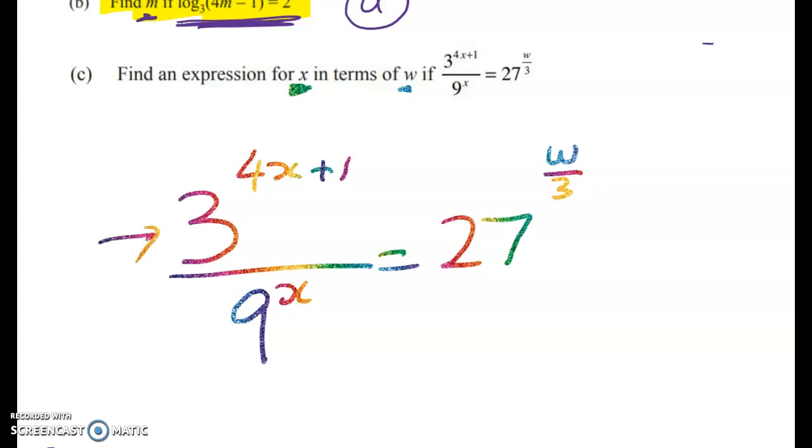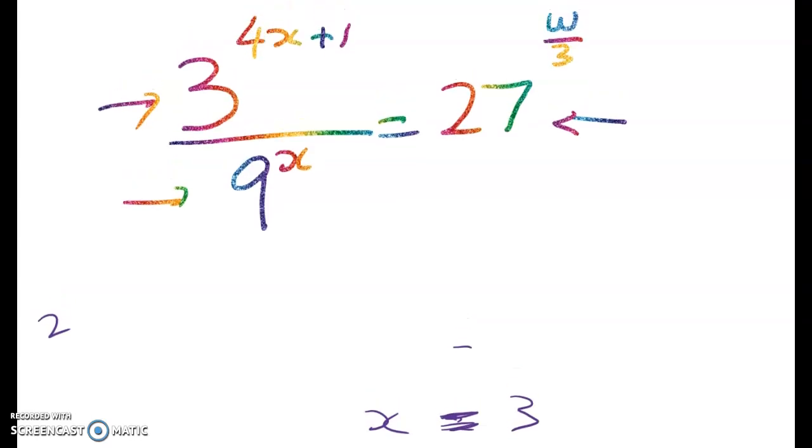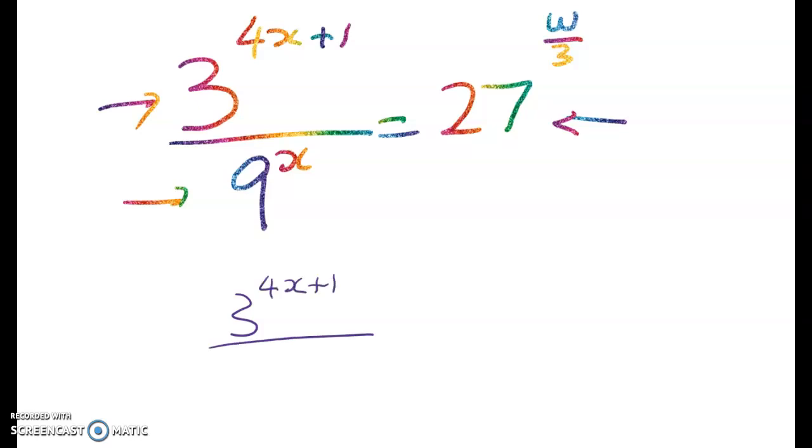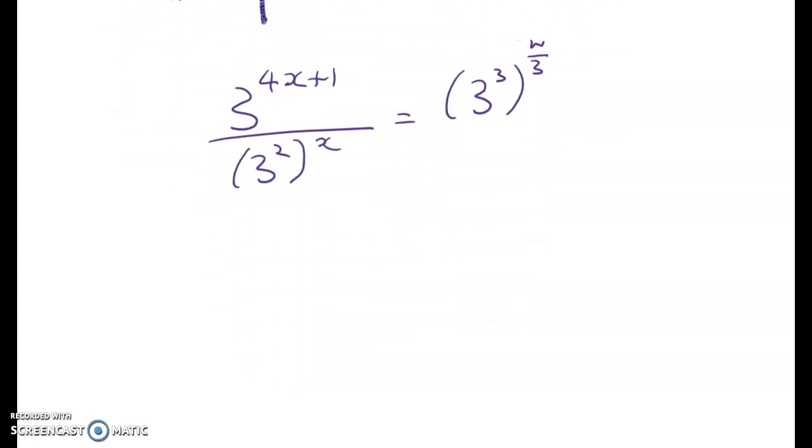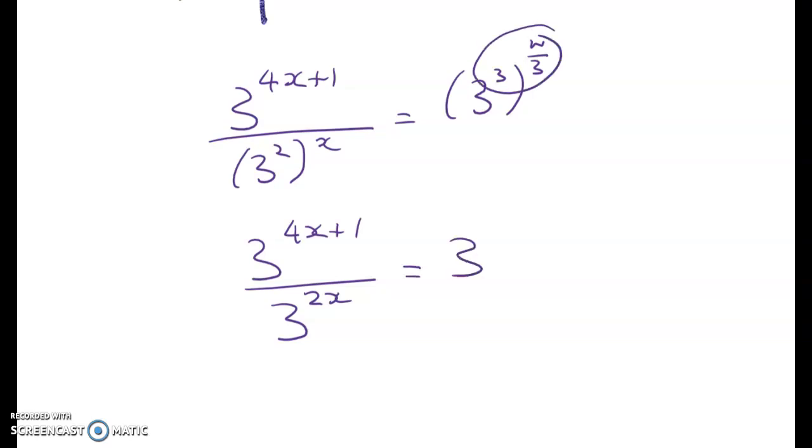We've got a 3 here, we've got a 9 here, and we've got a 27 here. We're going to replace those all and get a common base. Okay, so we're going to do nothing to that 3. We're going to have 3 to the power of 4x plus 1. But instead of 9, we're going to have 3 squared. And instead of 27, we're going to have 3 cubed to the power of w over 3. Cleaning that all up gives us this: 3 to the power of 4x plus 1 over 3 to the power of 2x is equal to 3 to the power of, multiplying those together, we get w.